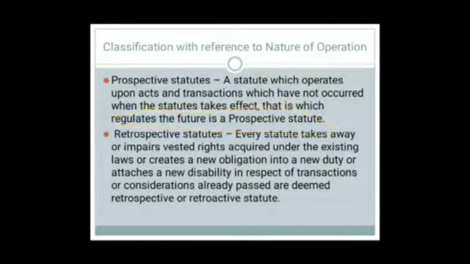Now, retrospective statute. Every statute which takes away or impairs vested rights acquired under the existing law, or creates a new obligation or a new duty, or attaches a new disability in respect of transactions or considerations already passed. So retrospective is that which is already passed, looking back. That's what retrospective means.